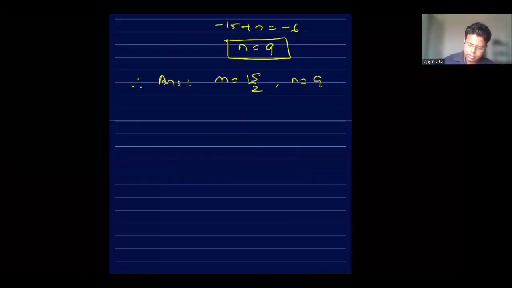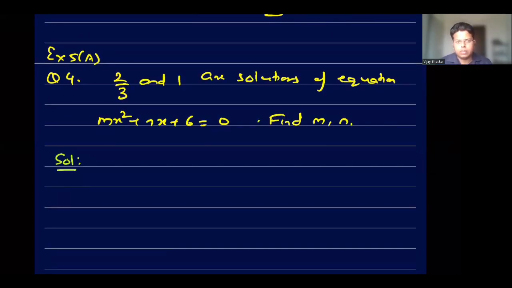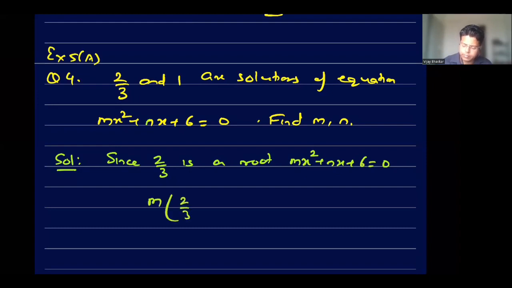Let's try question number 4 from exercise 5A. It says 2 by 3 and 1 are the solutions of this equation. The equation given to us is mx square plus nx plus 6 equal to 0. Same as the previous question, we'll follow the same method. Since 2 by 3 is a root of mx square plus nx plus 6 equal to 0, it should satisfy. So m into 2 by 3 square, x square replaced by 2 by 3, plus 6 equal to 0. Correct?